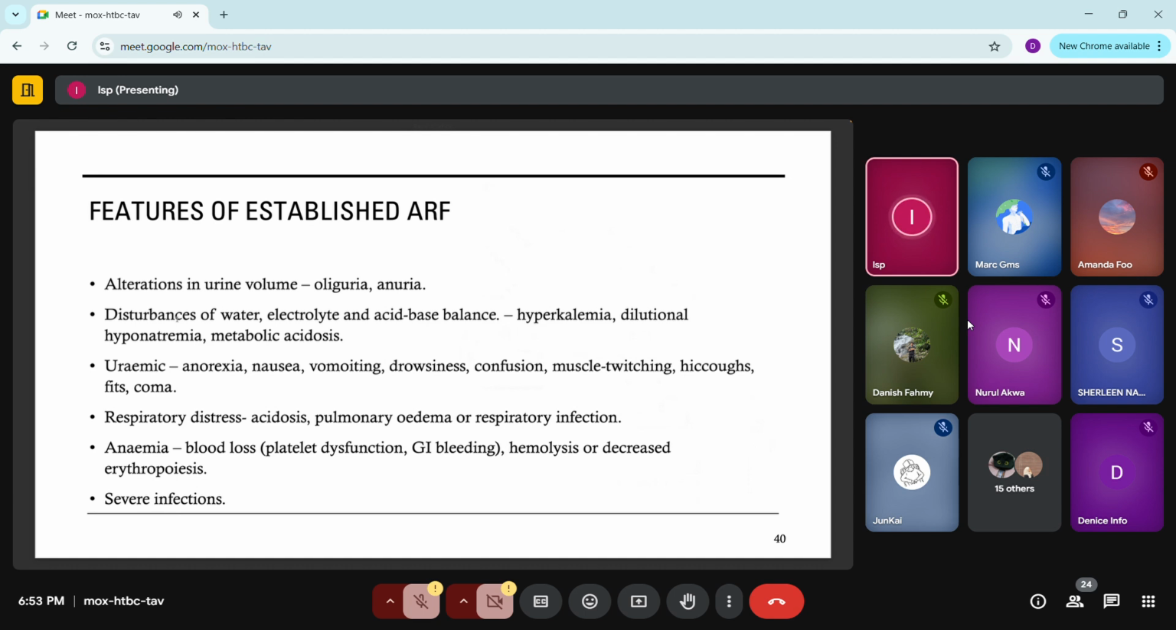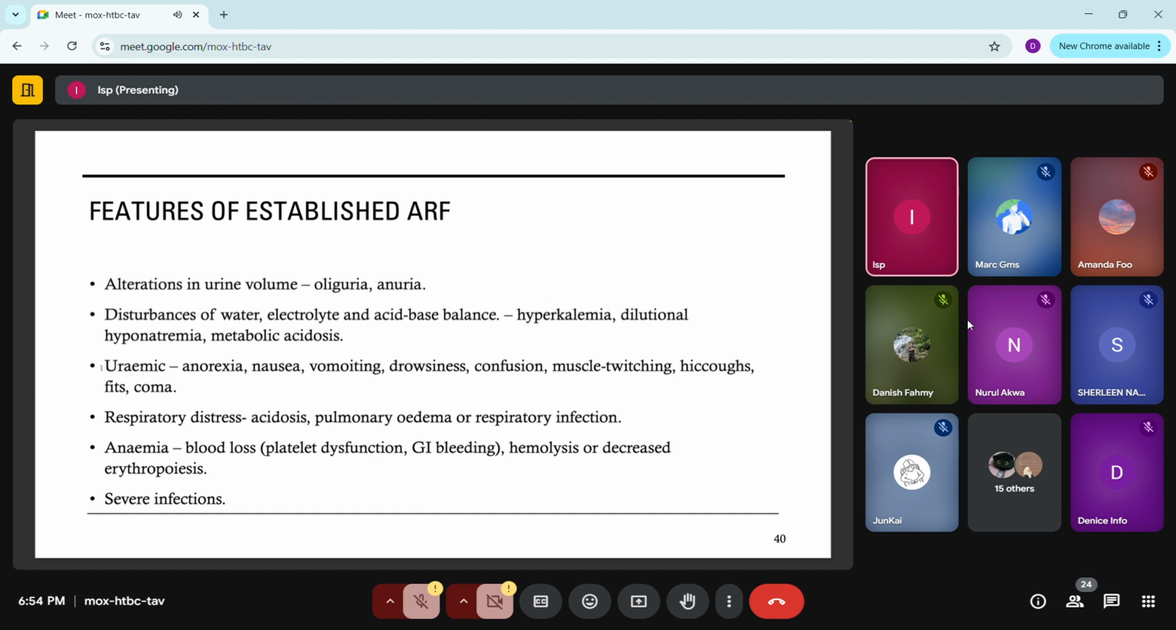So what will happen in acute renal failure? Usually their urine output or urine volume will be reduced. In sudden acute renal failure, remember the renal function from just now. The kidney is also responsible to regulate the water, electrolyte, and acid-base balance. So in acute renal failure, patient will have hyperkalemia. Potassium will be sky high. They will have dilutional hyponatremia because they cannot excrete the excess water. And patient will have metabolic acidosis as well.